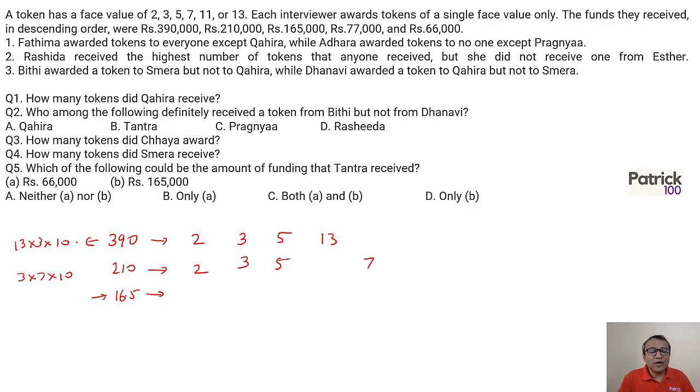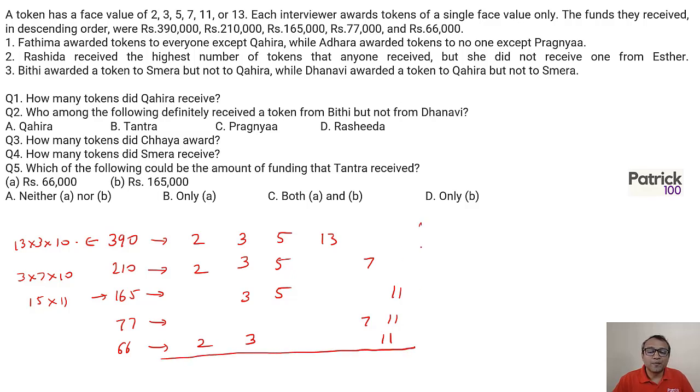Now 165 is 15 into 11. 15 is 3 into 5, so 3, 5 and 11 give you 165. Next is 77, which we know is 7 and 11. Next is 66, which is 6 and 11, so 2, 3 and 11. So this is what we have in terms of tokens received by each of them. Different tokens I have classified as 2, 3, 5, 7, 13, 11. Now let's look at the data.